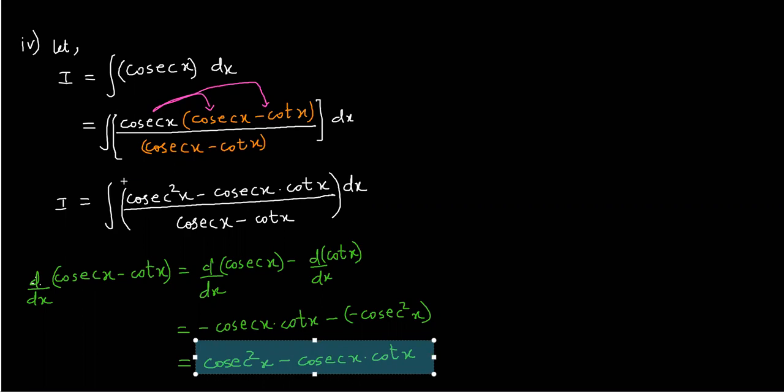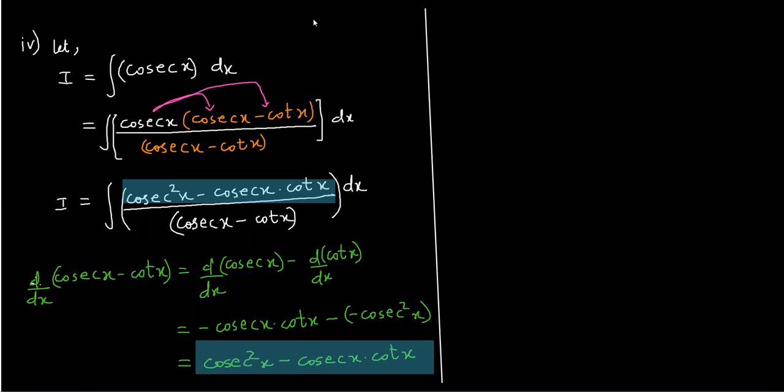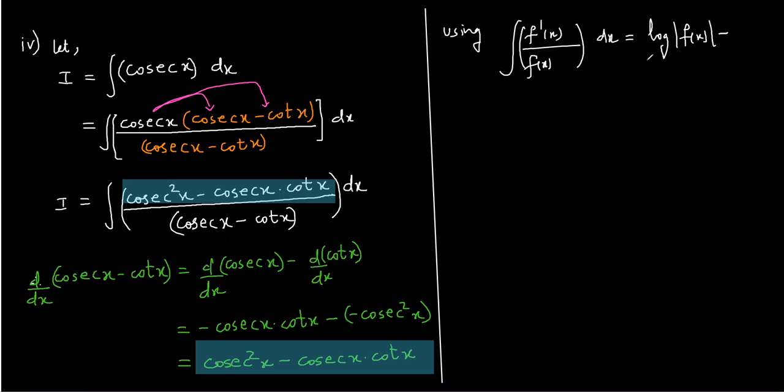And see here, students, don't I have the same thing here in the numerator? Yes. So I say that the derivative of the denominator is present in the numerator. I differentiated the denominator, I got the numerator. So this makes me use the corollary. Which one? I write here, using integral f dash x upon f of x dx equals log of mod of f of x plus c.